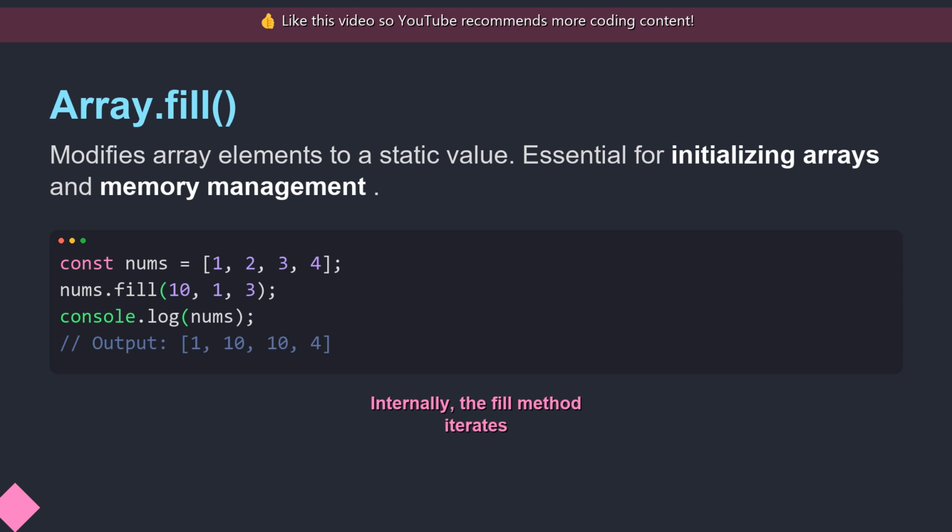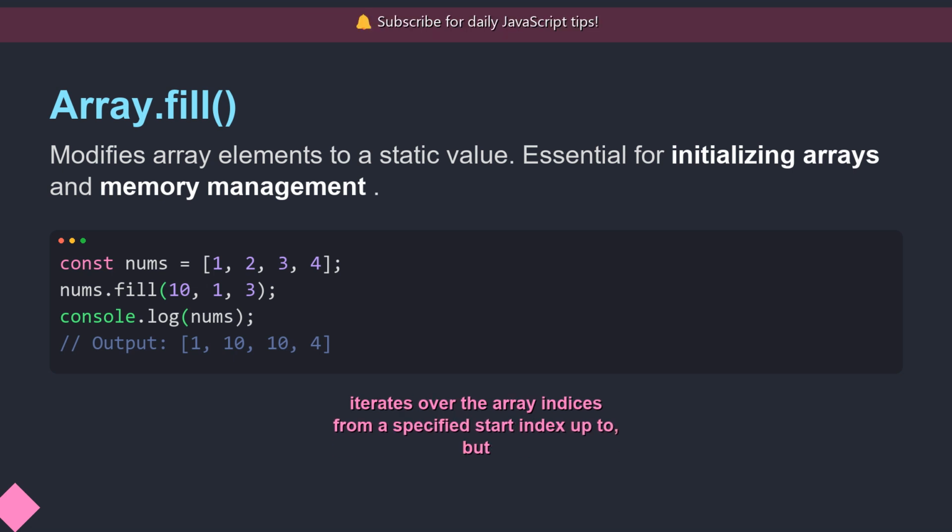Internally, the fill method iterates over the array indices from a specified start index up to, but not including, the end index. It replaces the value at each index with the static value provided as the first argument. If start and end parameters are omitted, it modifies the entire array from beginning to end. Crucially, it mutates the original array, meaning it returns the same array reference rather than creating a shallow copy.